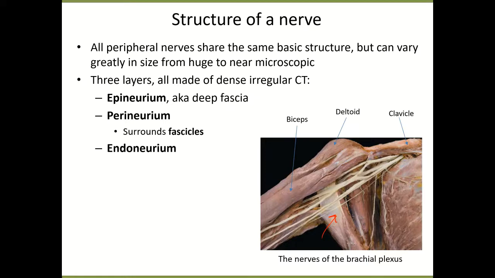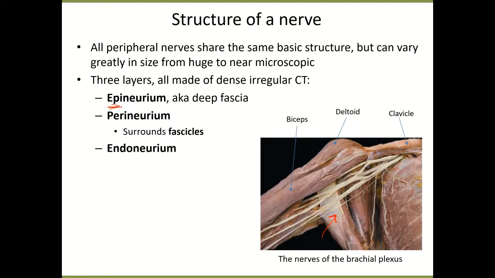Nerves do have layers, just like everything else in us, all right? And the covering of nerves is also known as deep fascia. Maybe you remember that, but we rename that deep fascia depending on location. And the outer covering of nerves, its specific name is epineurium. Epi means on top of, so that part kind of makes sense.